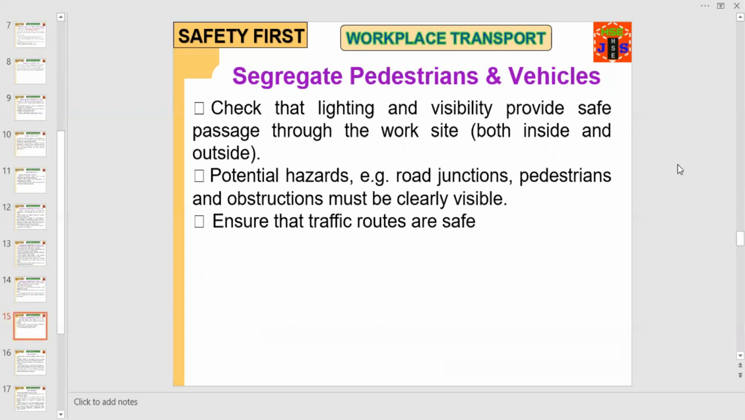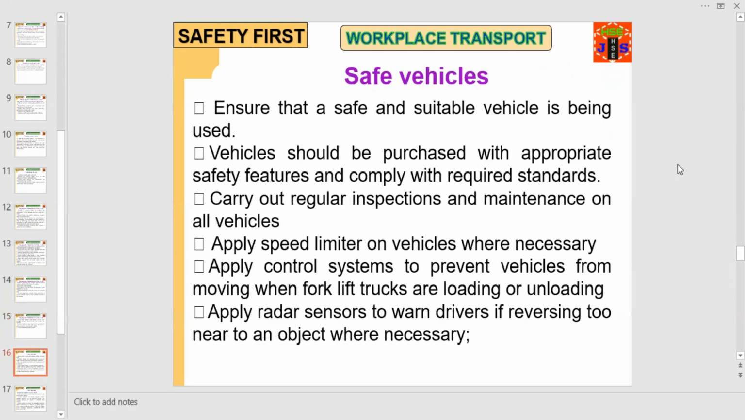Check that lighting and visibility provide safe passage through the work site, both inside and outside. Potential hazards such as road junctions, pedestrians, and obstructions must be clearly visible and ensure that traffic routes are safe and secure. A safe workplace alone is not the standard or the sign of safety to avoid transport accidents at site.